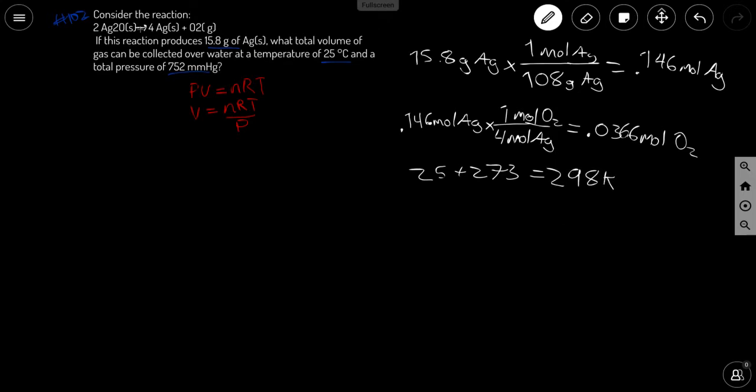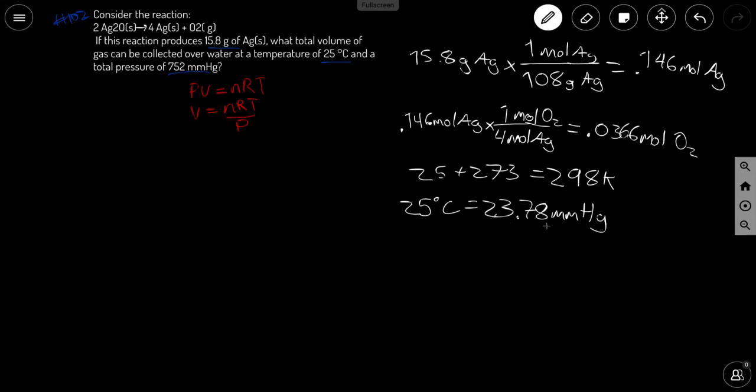And then to find the pressure, we don't straight away convert 752 millimeters mercury to atm. We first need to find out what the equivalent vapor pressure is for 25 degrees Celsius. And there's usually a chart I can look at to tell you. And 25 degrees Celsius is equivalent to 23.78 millimeters mercury.